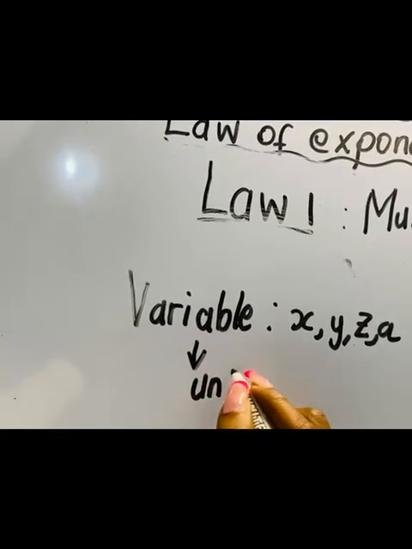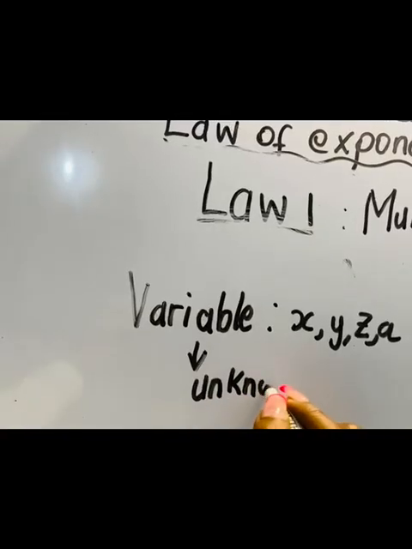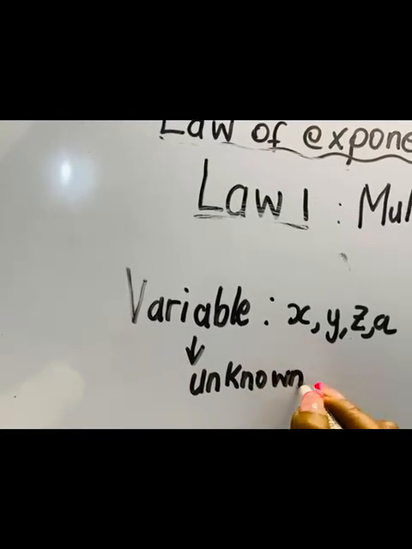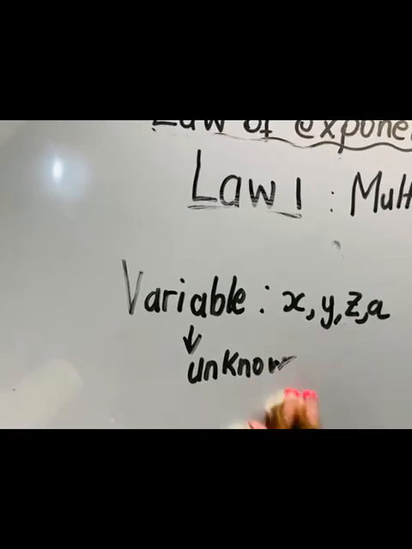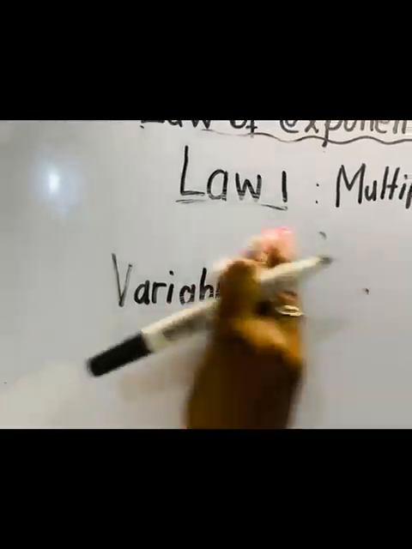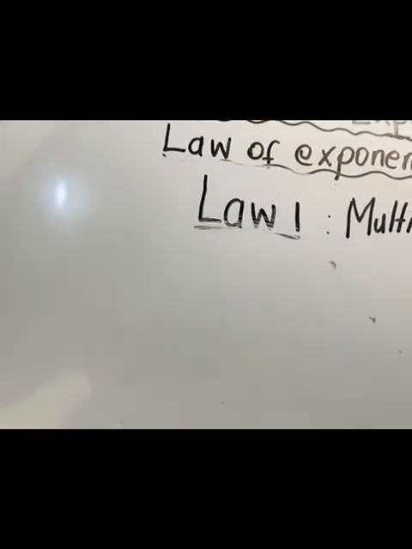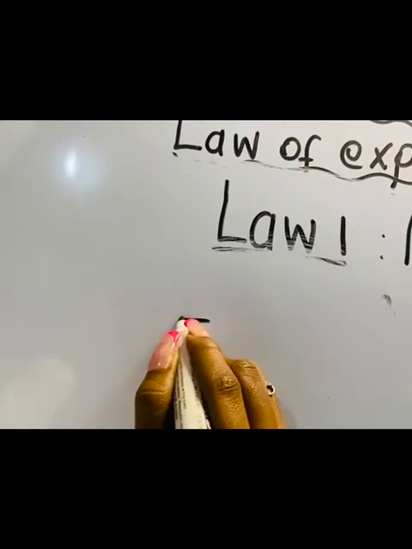For example, the previous example was A. So we do not know what A is. Therefore, we call that a variable, but it's also a base in terms of exponents. So this is a variable. Right. Now we have numbers.